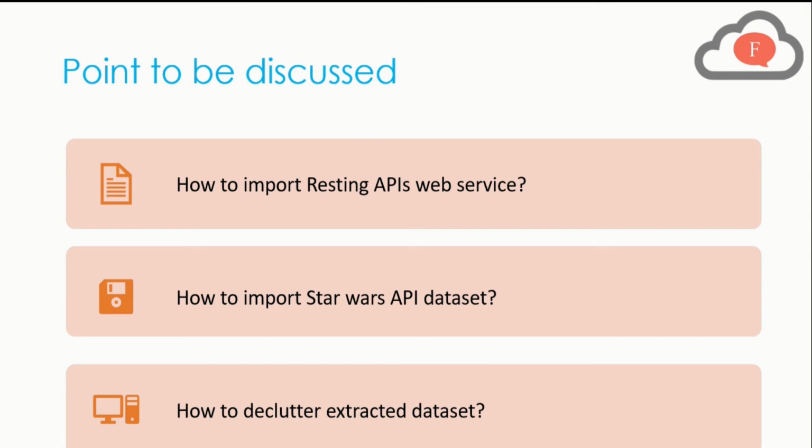In the second, there is nothing much better than the Star Wars API dataset, which we import from the internet itself. And thirdly, when you import the dataset from the RESTing APIs, it can be in the form of JSON, it can be in the form of CSV or any other form. Power BI Desktop is capable of it, but you have to understand how to declutter it. Now let's go to the Power BI Desktop and understand this.